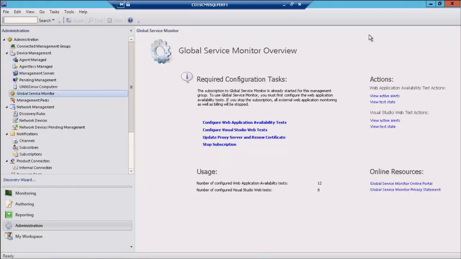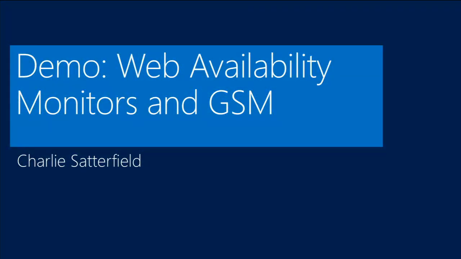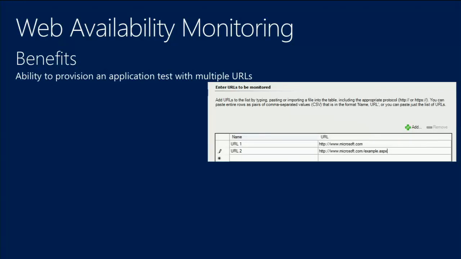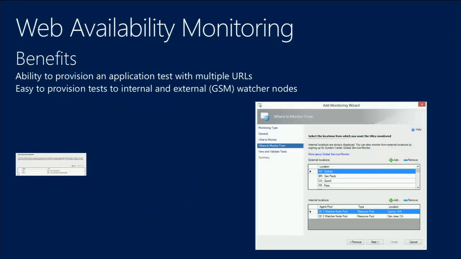Let me jump back over to the deck for a moment. Some of the benefits that we're experiencing are the ability to provision an app monitor that has multiple tests or multiple URLs. Previously, with the old transaction monitoring, you had to create a monitor for every URL you wanted to test. This is a lot better. It's easy, especially with the ability to add a CSV file along that wizard path. It's also easy to provision tests to both an external and internal resource. It's all the same UI experience. You don't have to learn two different experiences.